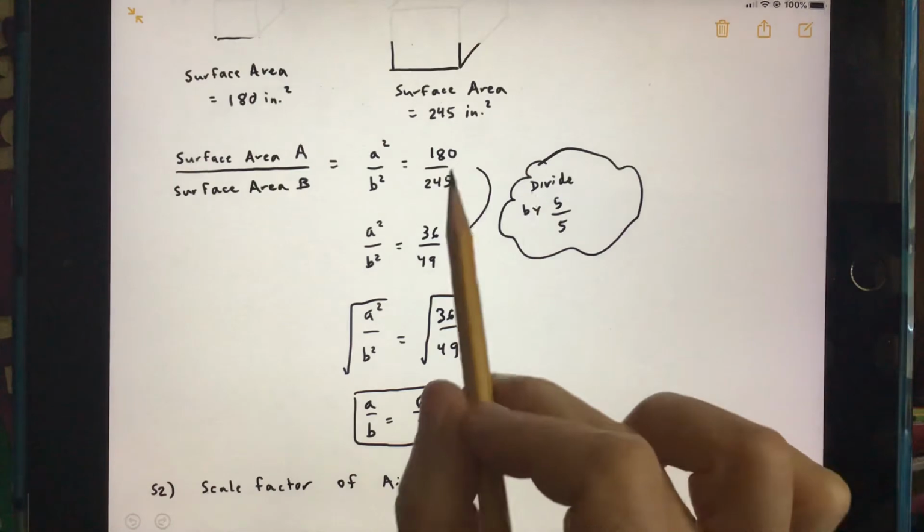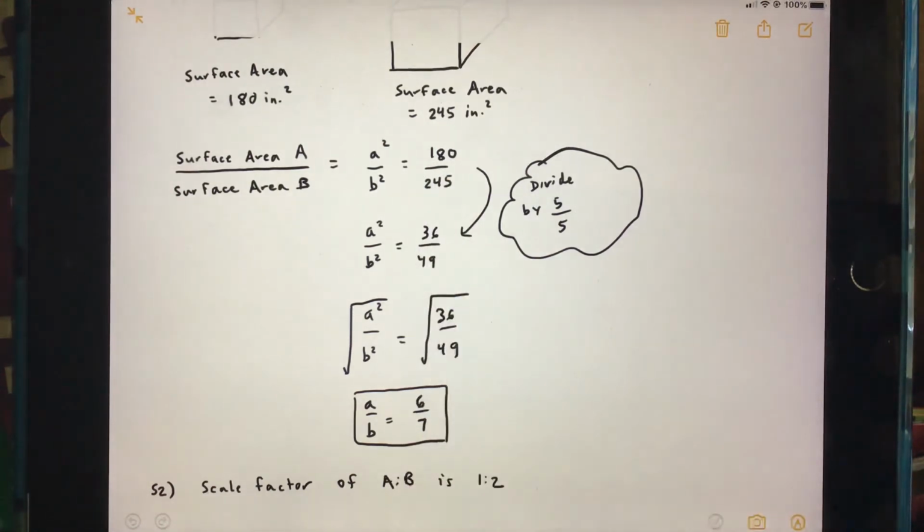So sometimes it's easier to reduce the fraction first to reveal our perfect squares. If it's not a perfect square situation, of course you could use your calculator. But oftentimes in what we are practicing with in this lesson, we'll end up seeing either perfect squares or nice cubes that will easily simplify down to the scale factor we're looking for. Okay, so A to B is 6 to 7.